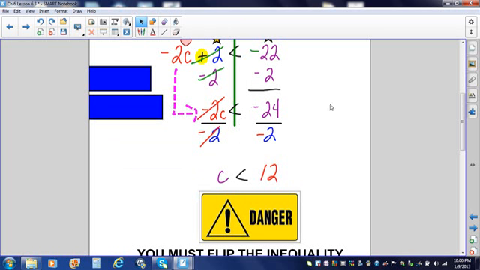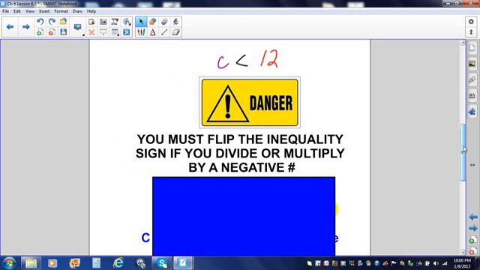But be careful, we have a danger sign coming up. That is not our answer. And if you say it is the answer, you would be wrong. We have a very important rule here, so please write down this rule. You must flip the inequality sign if you divide or multiply by a negative number.